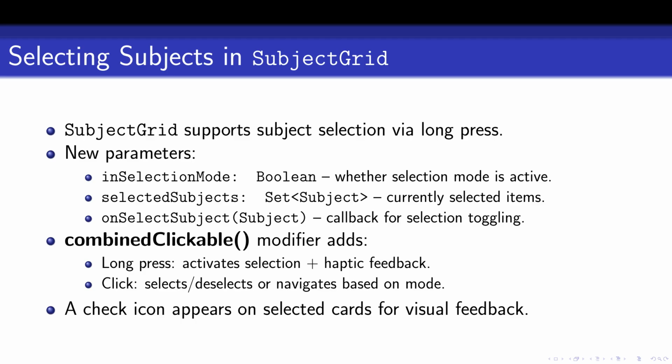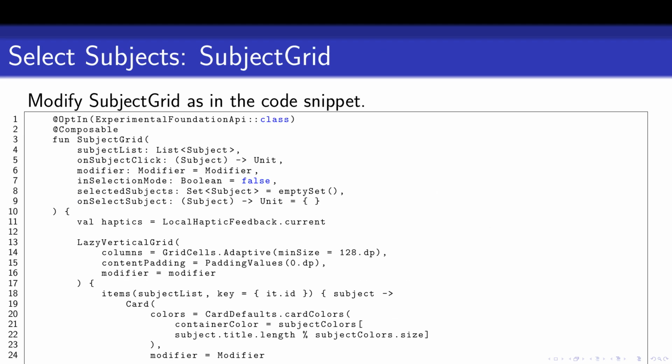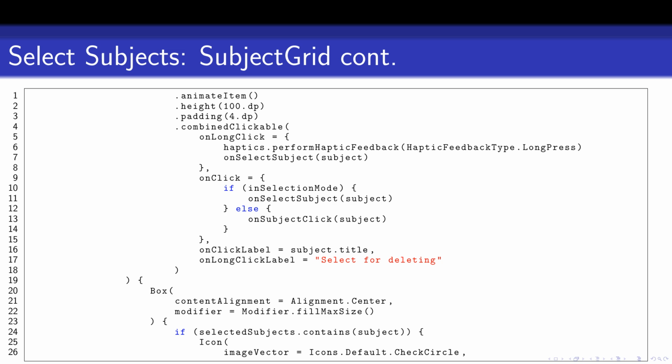Inside, we use the combined clickable modifier to handle both click and long click behavior. Long presses enter selection mode and trigger haptic feedback, while normal clicks either select the item or open it, depending on the mode. We make these changes by modifying the subject grid composable to add the new parameters and haptic feedback. When a subject card is long pressed, the app provides tactile feedback and marks the subject as selected.